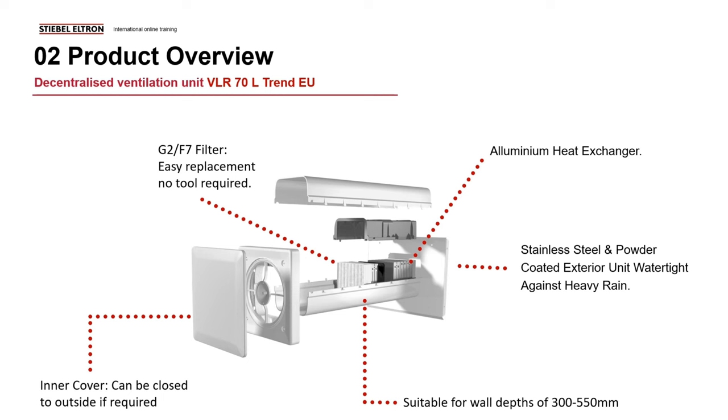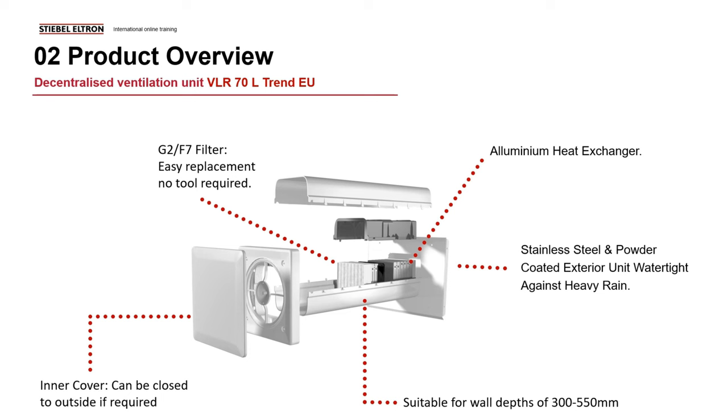This slide breaks down some of the key features and benefits of the VLR 70L Trend EU. The internal cover, which can be closed when there is excess external noise, also offers tool-free access to the filters within the system. There are 2 filters within the VLR 70L Trend EU. The filter on the internal side, as standard, is rated as F7 and can be easily replaced with no tool required, as can the G2 filter, which comes as standard on the external side of the unit. These offer very high levels of indoor air quality, but can be upgraded to improve this even further to G4 and F9 levels.